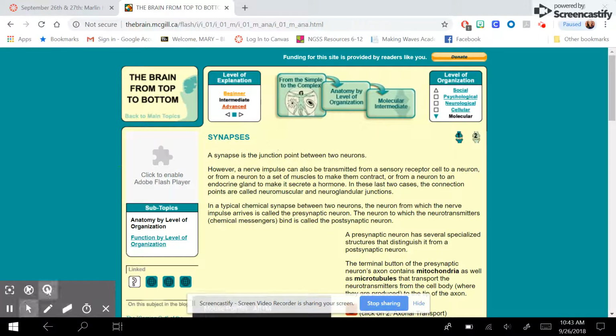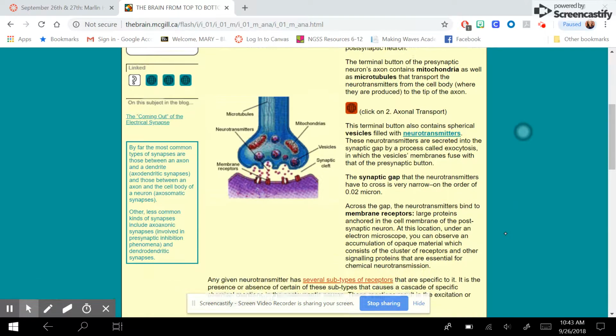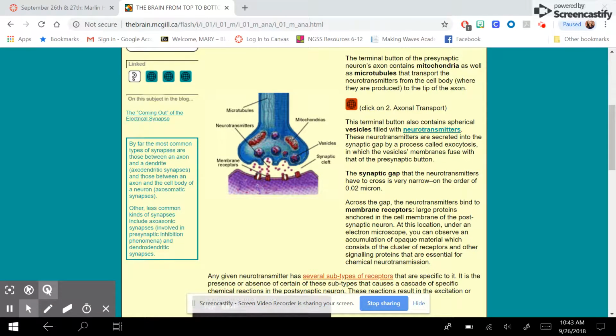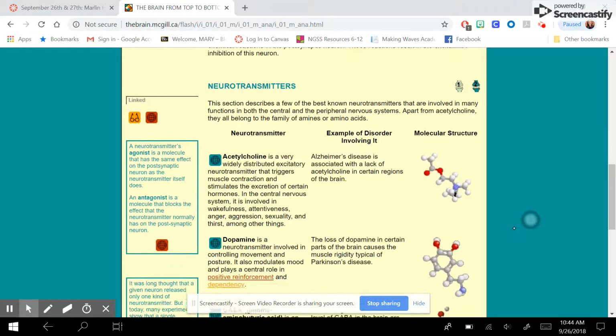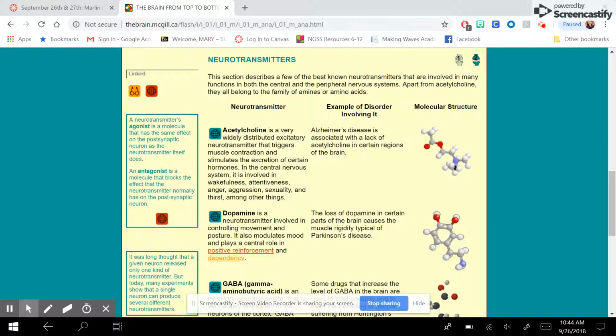Okay, so this is just describing that whole process. That's what I just said, but I wanted to focus on the neurotransmitters themselves for this video. So over here, it's going to indicate the key neurotransmitters that are commonly used. And the first one that I'll talk about is acetylcholine.